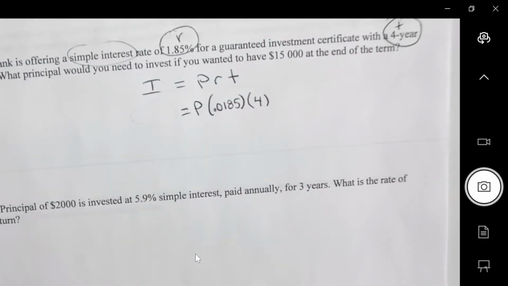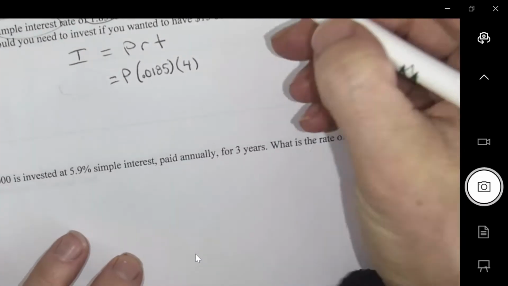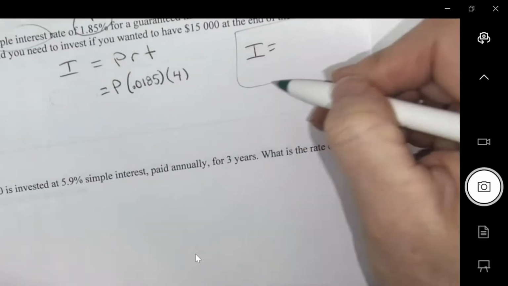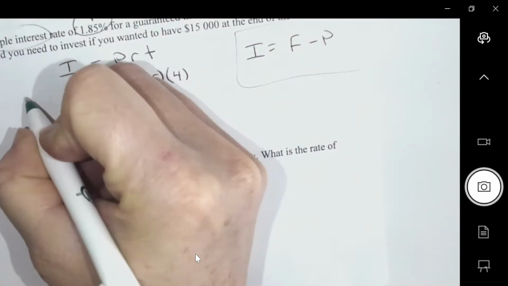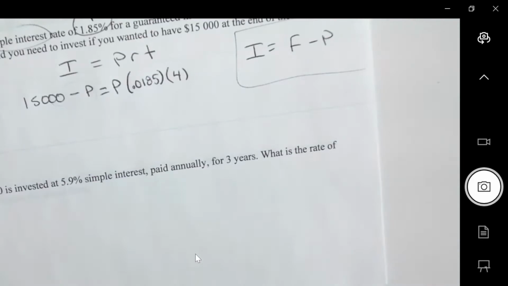How would I write interest? So 15,000 is not the interest, that's the end. What have we been doing here? How do we get the end? Or how do we get the interest again? What were we always doing? Final minus principal. So I'm going to go 15,000 minus principal because I don't know that.